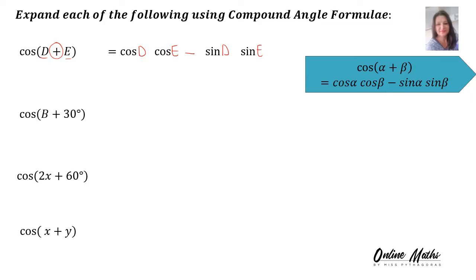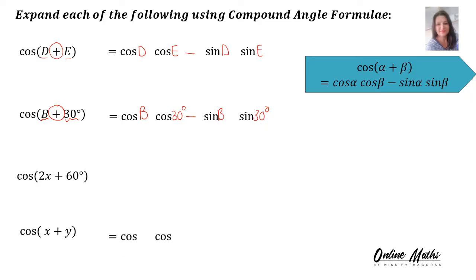The next one, cos B plus 30. So the compound angle you write cos cos, sin sin. The angles are B and 30. Then you write B 30 degrees, B 30 degrees, and because this is a plus, this is a minus. The next one, cos 2x plus 60 degrees.